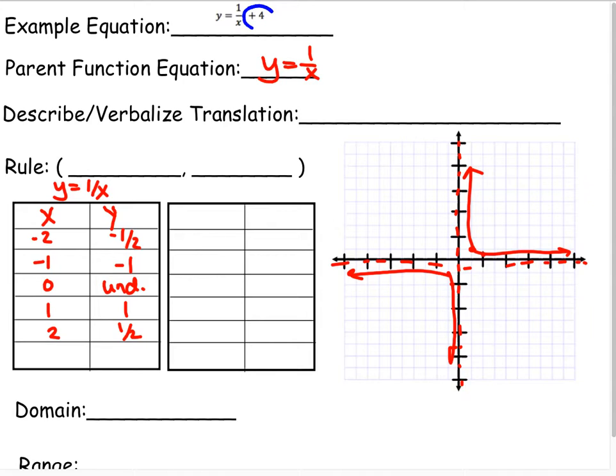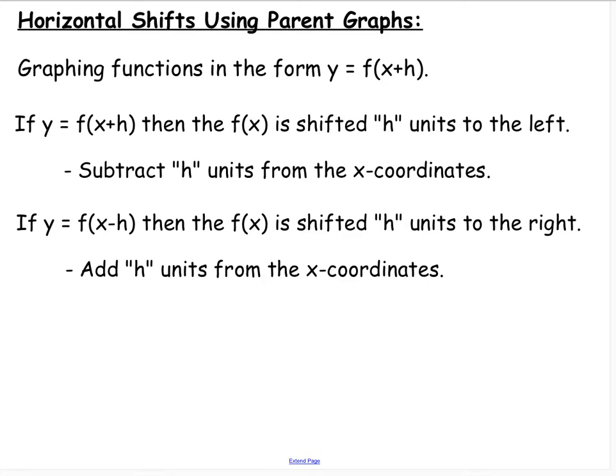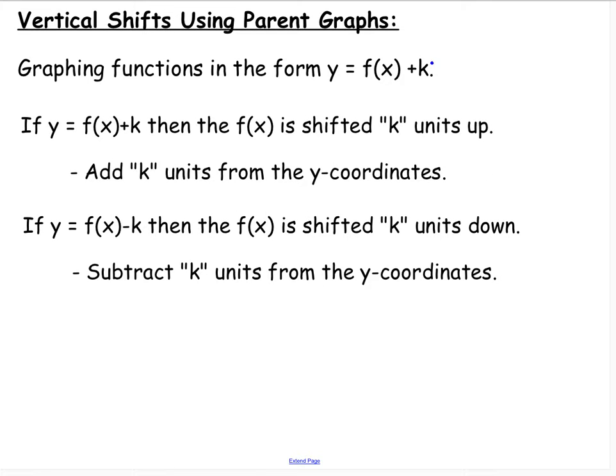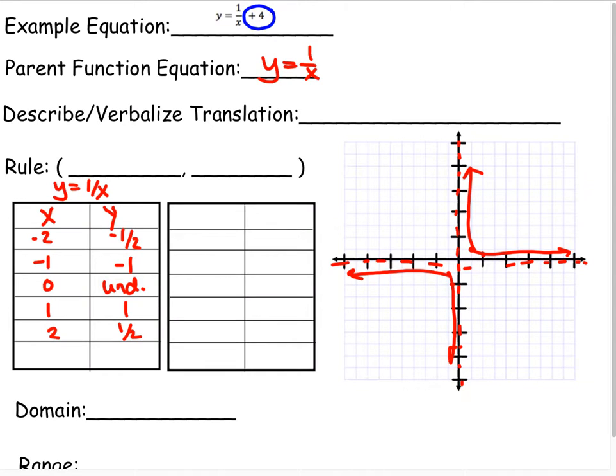There is one transformation, that plus 4. I'm going to go back to our rules of transformations. If you have a plus k outside the function, what that does is it moves all of your ordered pairs and your asymptote, in this case your horizontal asymptote, up k units. In order to find those new ordered pairs, we're going to add k to all of our y values.